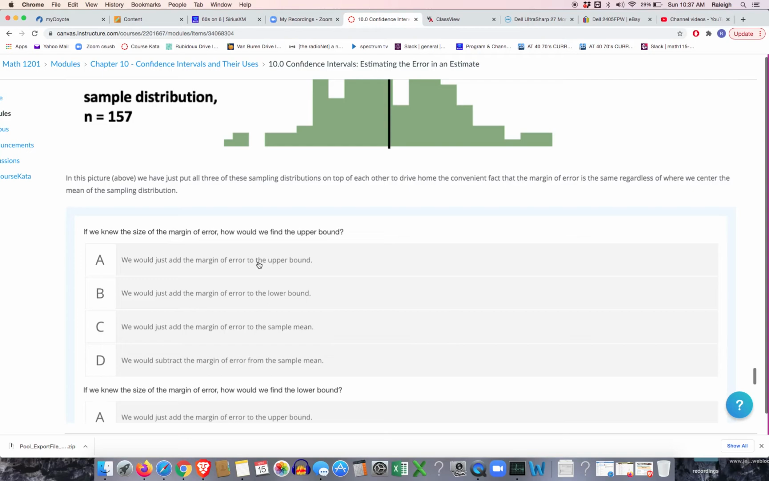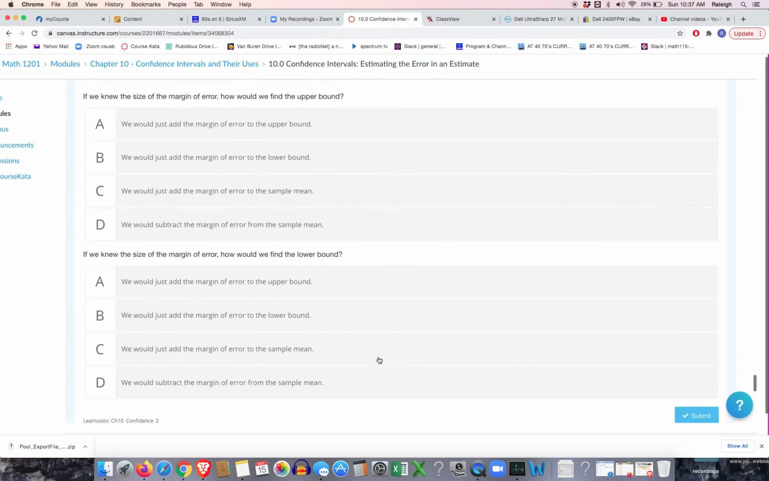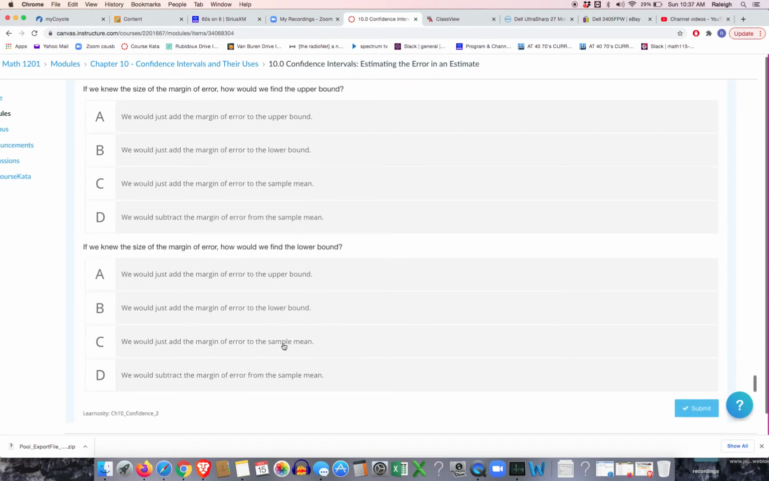Okay, so if we knew the size of the margin of error, how would we find the upper bound? Well, the upper bound says that we have to add the margin of error to the sample mean. That's simply C. So take the sample mean and add something to it to get to the upper bound on the right side. That's all it is. And lower bound, same idea. Take the mean and subtract. So subtract the margin of error from the sample mean. That's clearly D. So that's how we get to the lower part of it.